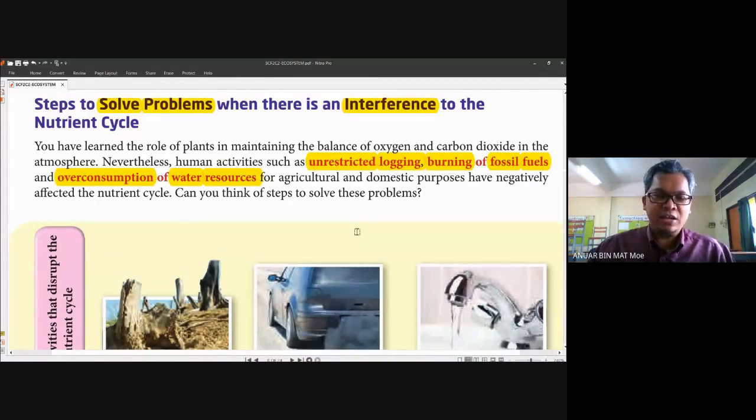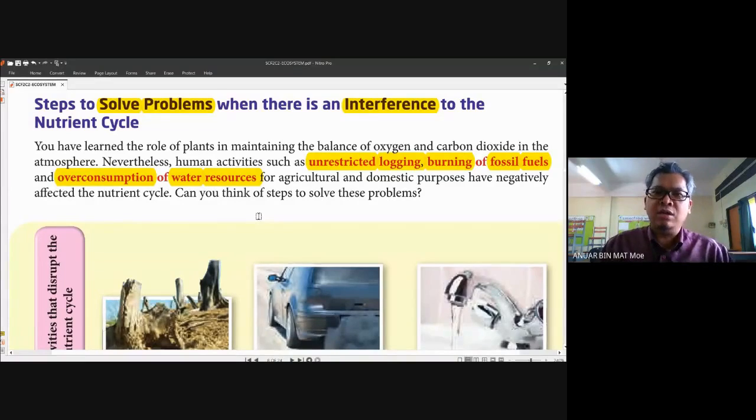Okay, I want to ask you something. This interference is caused by who? Animal, plant? Unrestricted logging, burning, yes. Liao Yingtong, very good. It is because of us, human. Humans sometimes are very destructive, yeah? They tend to destroy something, okay? All the interference is mostly from us, human, okay?